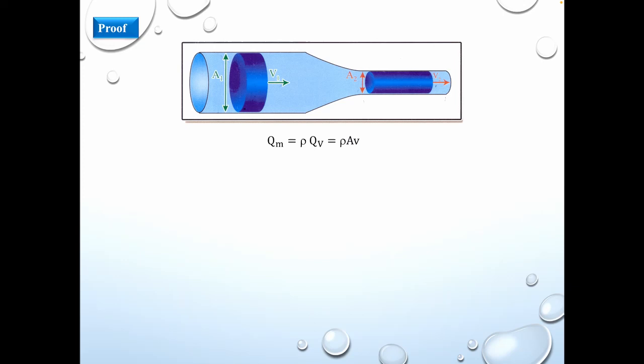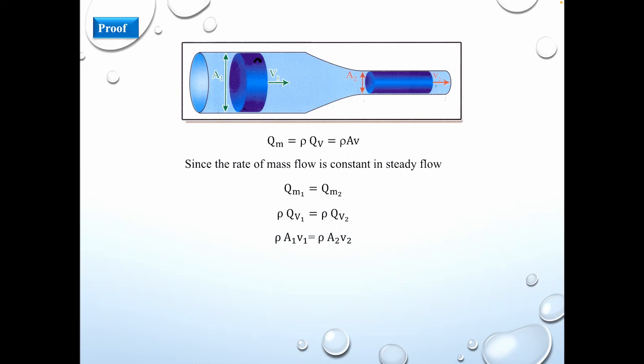Prove. If we have a tube with different cross-sectional area, look at the cross-section area here and the cross-sectional area here. Look at this amount of the liquid. And what happens to this amount of the liquid, or the quantity of the liquid, when passing through the small area? QM equals rho multiplied by QV, or rho times AV. Since the rate of mass flow is constant in a steady flow, therefore QM1, amount of the liquid entering the tube, equals QM2, amount of the liquid flowing out of the tube. QM1 equals rho multiplied by QV1, QM2 equals rho multiplied by QV2. Density is constant. We can cancel rho with rho. So QV1 equals A1V1, QV2 equals A2V2. This rule, A1V1 equals A2V2, is the rule of solving problems.